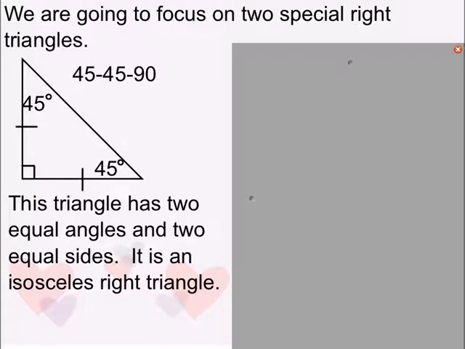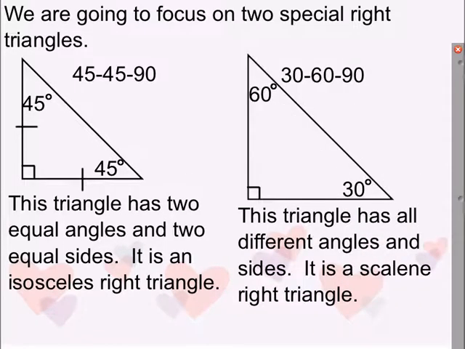The first one, 45, 45, 90, is a triangle that is isosceles because of those two same angles, we have two same sides. And the hypotenuse is the odd one out. Okay? And then we have a 30, 60, 90 right triangle, where this one has all different angles, therefore it has all different sides, so it is scalene.